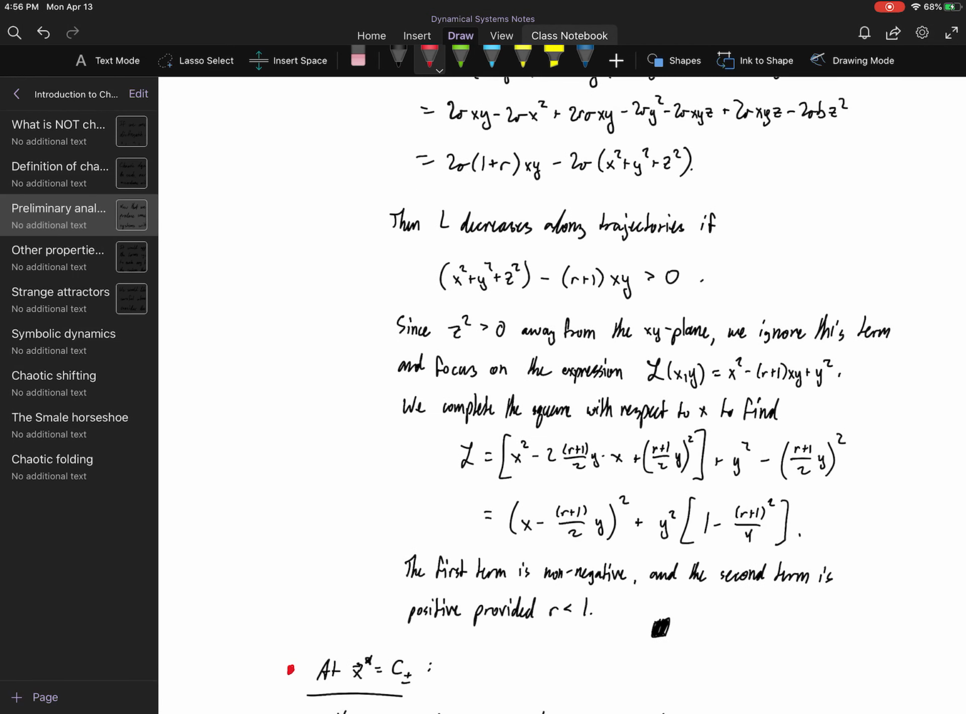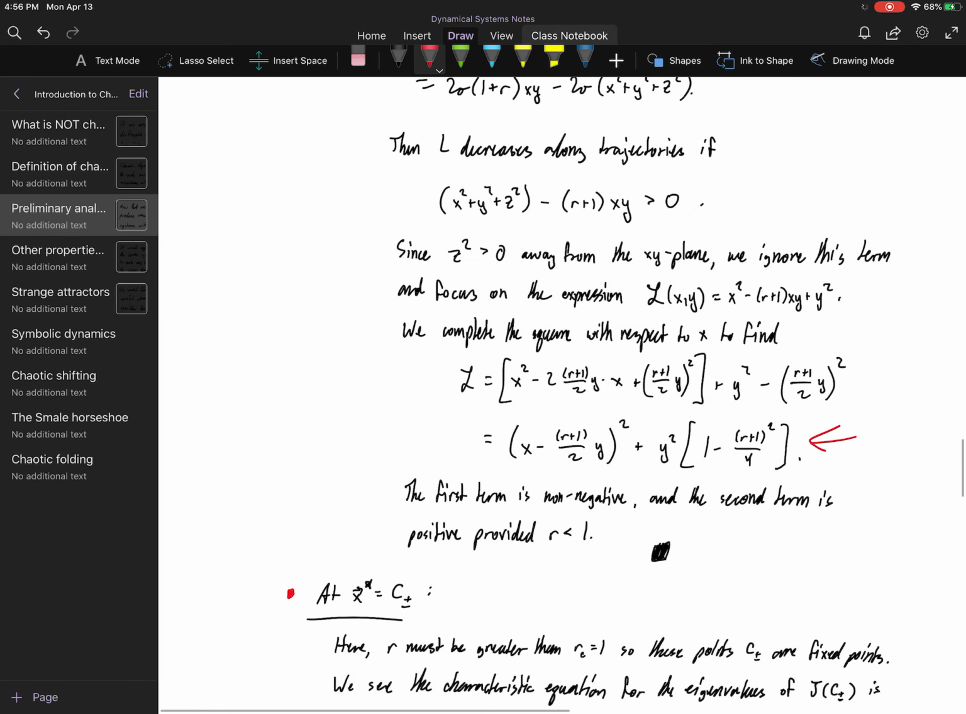Now, you can figure out lots of different ways to show that this guy is positive, but the way that I'm going to do it is simply by completing the square on this total term, x squared minus r plus 1 times xy plus y squared. We can complete the square and get down to this term here. And sure enough, if r is less than 1, then r plus 1 is less than 2, which means 1 minus, well, effectively 4 over 4, something less than 4 over 4. That means that this coefficient attached to the y squared is going to be positive.